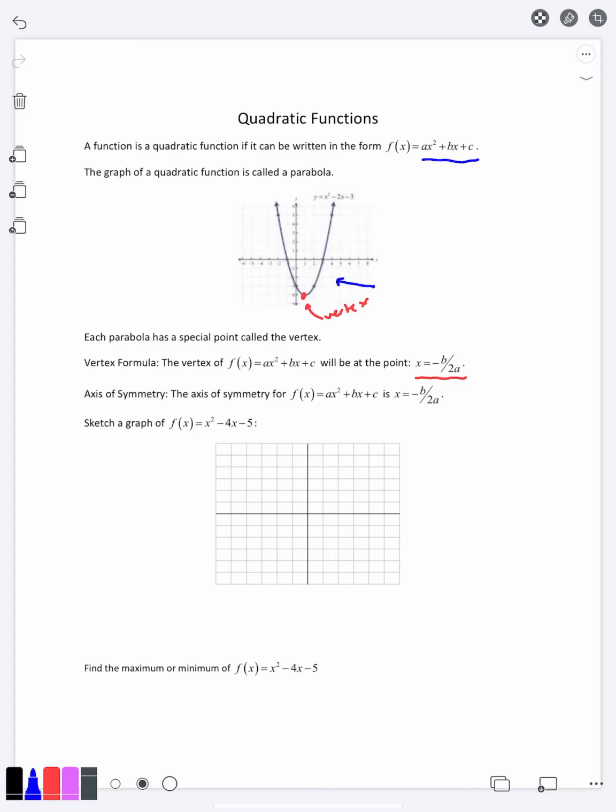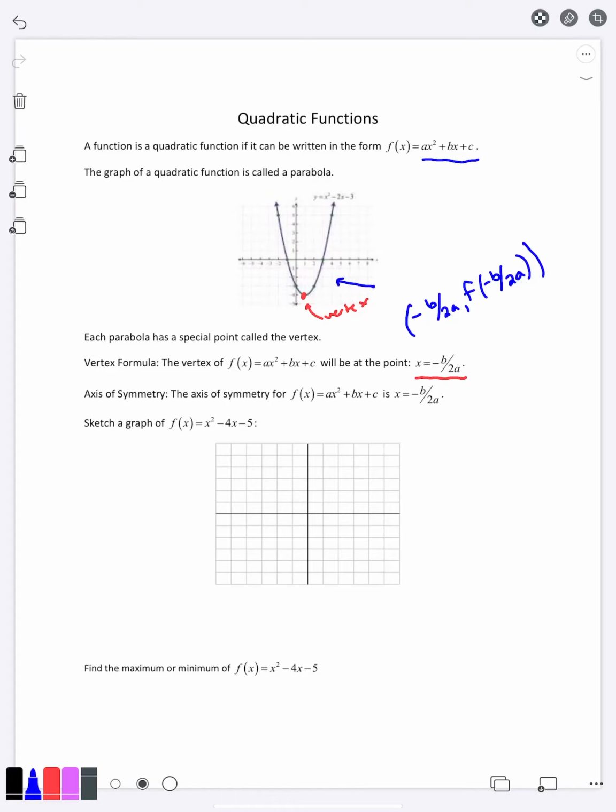If you wrote it as a point, the x would be negative b over 2a, and the y you get by plugging into the function, so it'd be f of negative b over 2a, which means you plug in the x number and find the y value. That point together is going to give you your vertex.